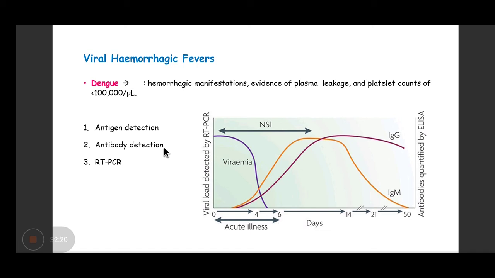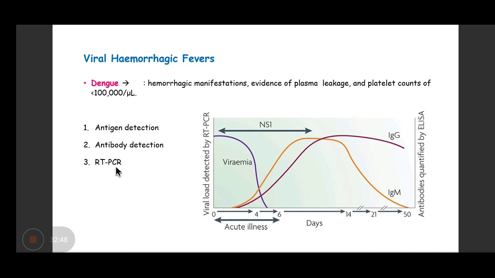Or if the patient has come to you on the first day of the fever and you prescribe an antibody detection test, it will come as negative, right? So if the patient is in less than 5 days of onset of fever, then you should prescribe an antigen detection test. And if it is more than 5 days, you should prescribe an antibody detection test. And preferably, if you prescribe both of them, then the chances are higher for your diagnosis.